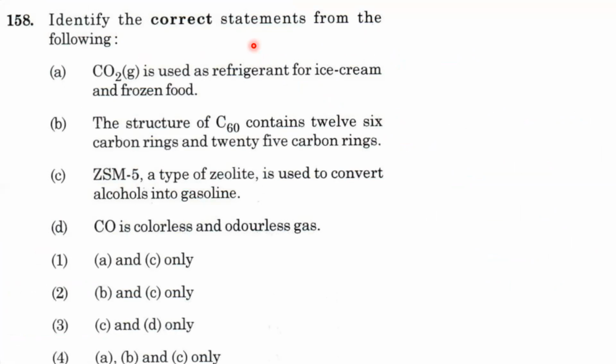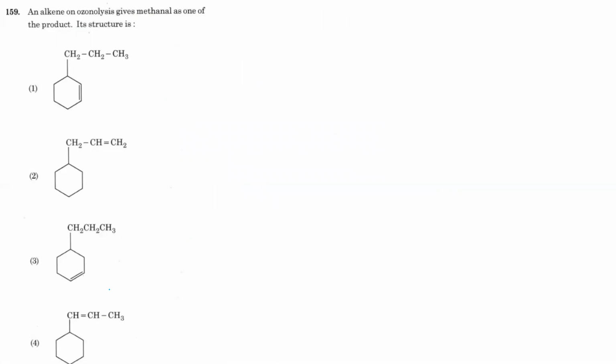Now, they are asking for the correct statement. Which statement is correct? First one here: ZSM-5 is called zeolite. This zeolite converts alcohol into gasoline. That option is correct. Then carbon monoxide is colorless and odorless. Therefore, we can say the answer for this question is these three. Okay, we'll go for the next question.